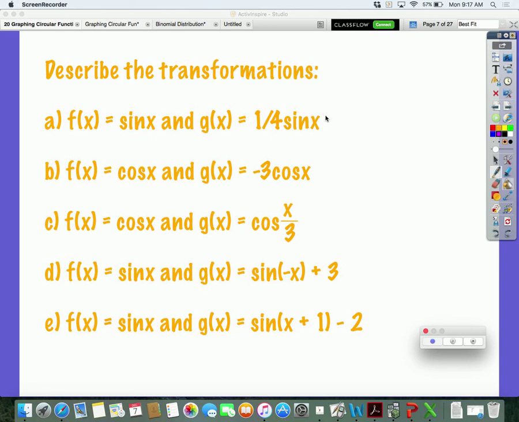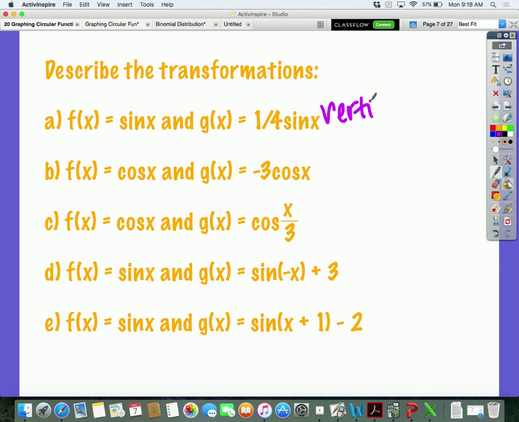What is happening to sine x here in the g function? Careful, it's a vertical stretch. It's horizontal when it's inside the parentheses. If there are no parentheses, then it can't be horizontal. So it's a vertical stretch by 1/4. Not really a stretch, but more of a compression. So basically it's getting closer and closer to the x-axis.